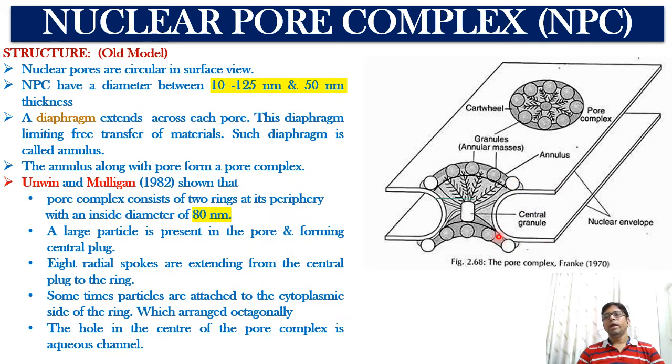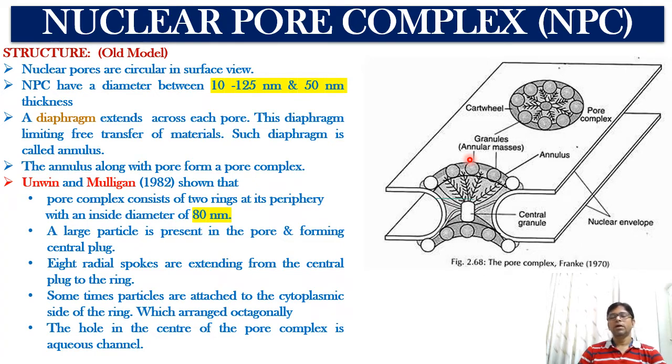A nuclear pore complex, NPC, has a diameter between 10 to 125 nanometers and a thickness of about 50 nanometers. The diameter of the nuclear pore is between 10 to 125 nanometers, and the thickness from here to here is about 50 nanometers.